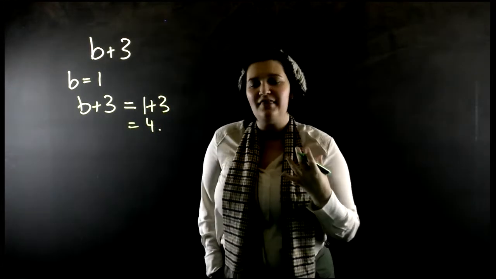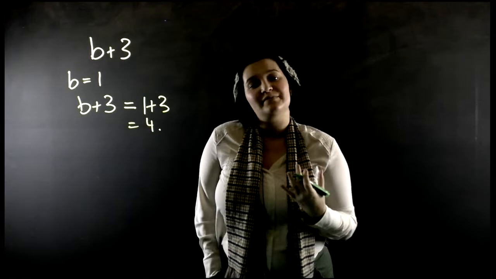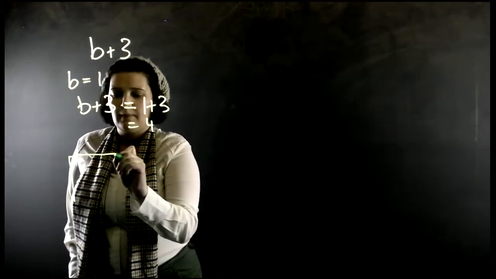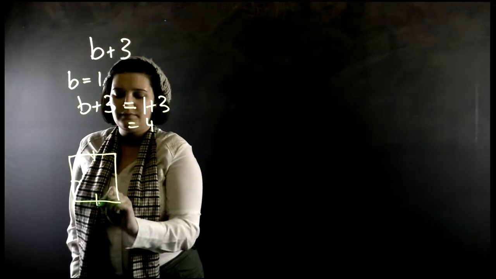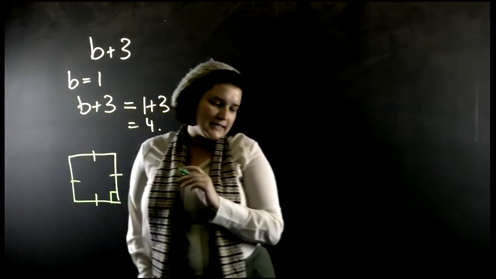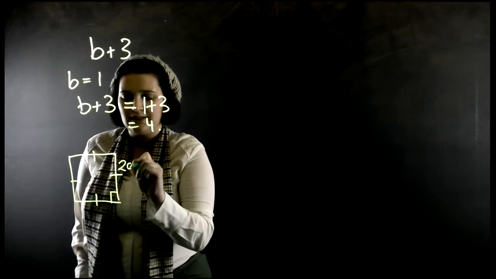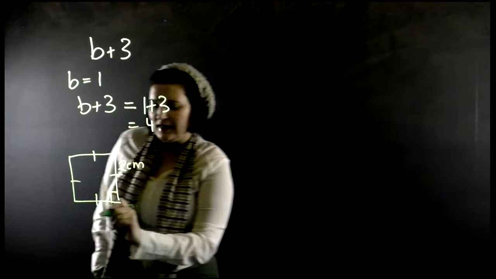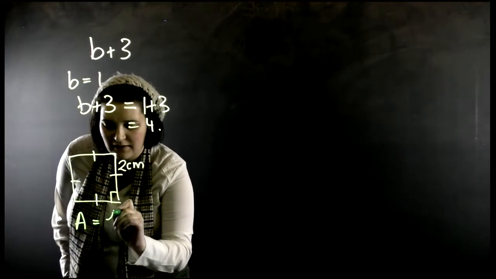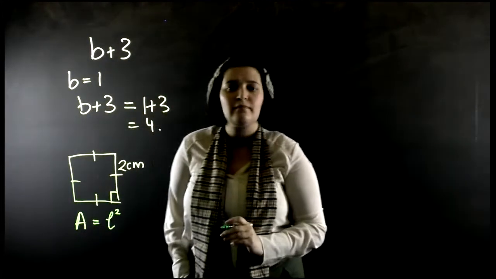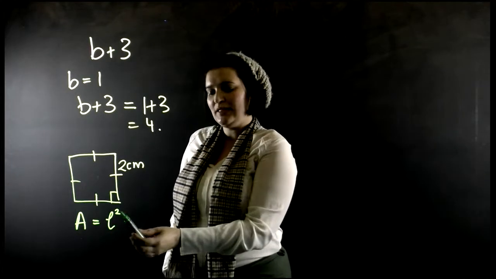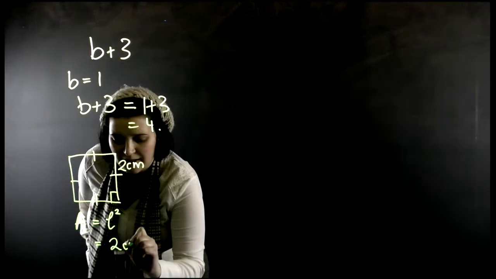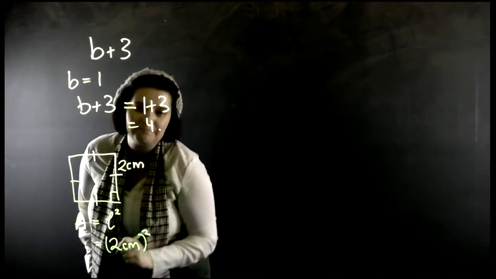Okay, but now we're going to apply that skill to area. So I want to find the area of this square, and I know it has side length of 2 centimeters. So we've got a formula for the area of a square, and that is A equals the side length L squared. So now what I'm going to do is replace that L with the value that I know. So this is 2 centimeters squared.